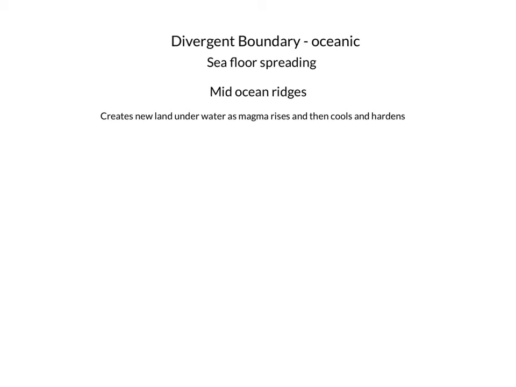So here's the main points that we need to make sure that we've gotten so far. At a divergent boundary, which is where two plates spread apart from each other, specifically these are going to be oceanic plates, we get seafloor spreading. This creates mid-ocean ridges. At the mid-ocean ridges, it creates new land underwater as the magma rises and then cools and hardens. Now you're about to see a couple pictures of some examples.